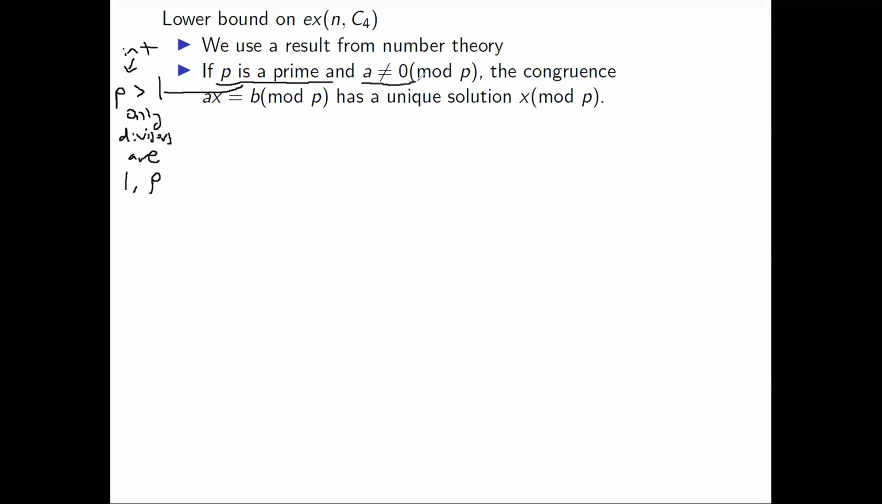Right here, a does not equal 0 mod P. What does that mean? It means that a is not a multiple of P. More generally, the statement x equals y mod P means that P divides x minus y. So saying a does not equal 0 mod P is saying that P does not divide a minus 0. In other words, P does not divide a. And if P does not divide a, that's the same thing as saying that a is not a multiple of P.